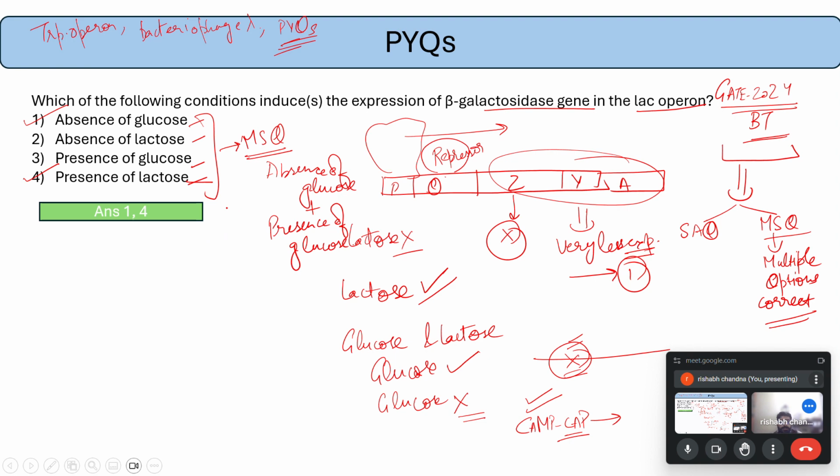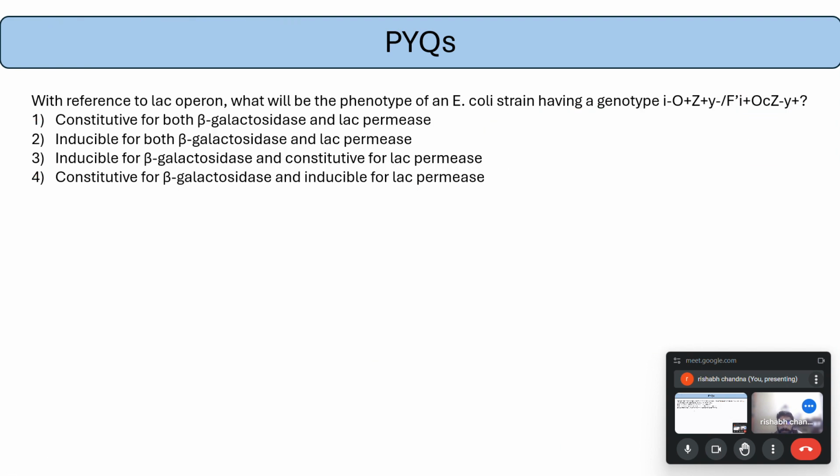Okay, now moving on to the next question. With reference to the lac operon, what will be the phenotype of the E. coli strain having the genotype I minus, O plus, Z plus, Y minus, slash, this is the F prime, so this part is present on the plasmid, I plus, O constitutive, Z minus, and Y plus. What will be the phenotype of this particular strain?